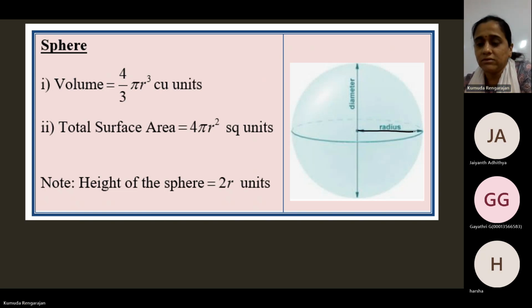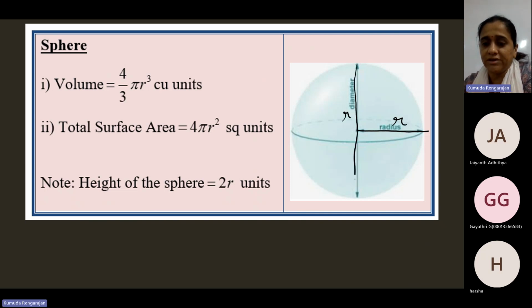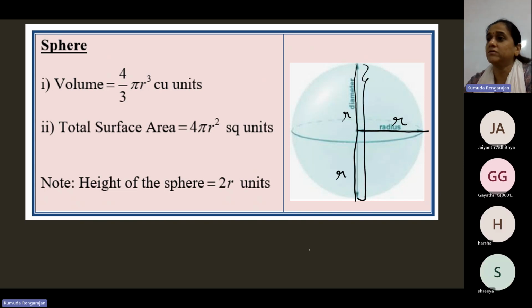Now, this is the radius of the sphere. This is also the radius of the sphere. And this is the height of the sphere. So the height of the sphere is equal to r plus r, which is 2r units.